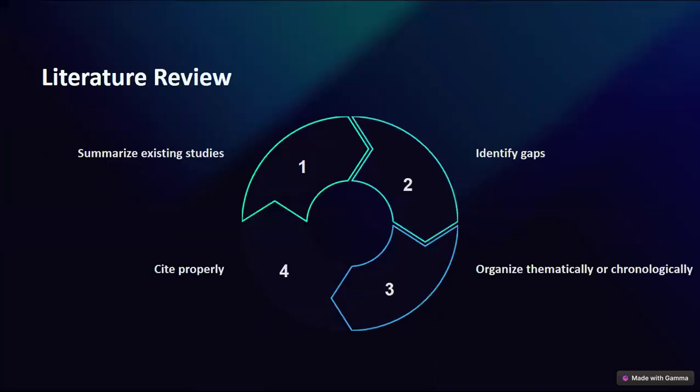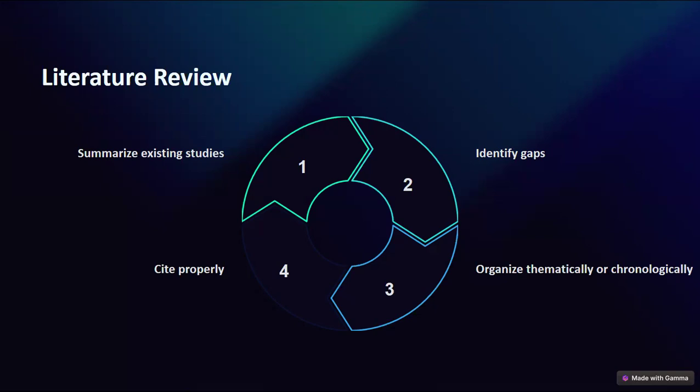Then you should move on to your literature review. What you do here is to summarize existing studies that have been done in the area. And then secondly, you identify the gaps that will ensure that your work is significant. So you identify those gaps and then you organize the points you have identified thematically or chronologically.